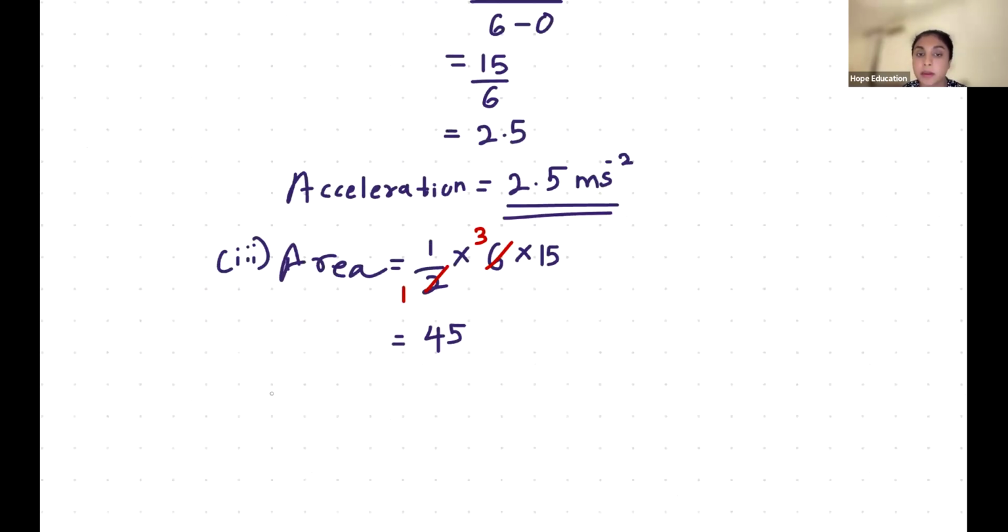Then what is the displacement, Lamai? 45 meters. So that is the displacement.